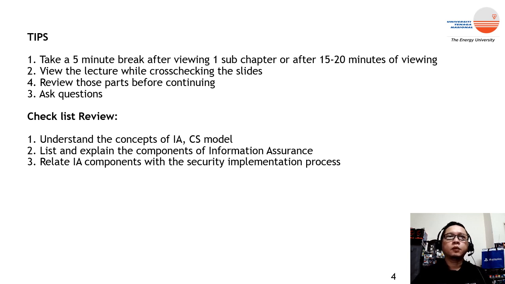So, before we begin, here is the checklist for today's presentation. First of all, understanding the concepts of information assurance management and also the computer security model. Secondly, you will need to understand or list the components of information assurance, followed by the last part for part 1, which is for you to be able to relate IA components with the security implementation process.